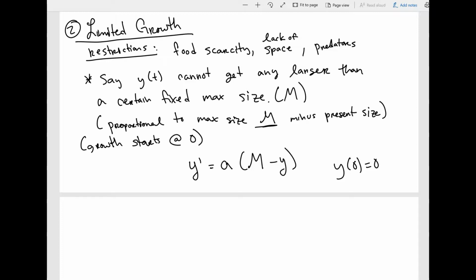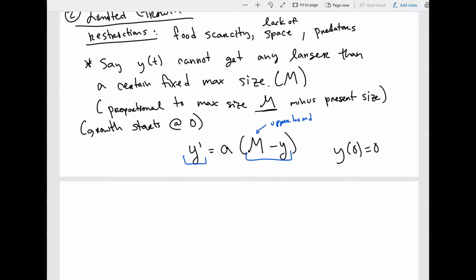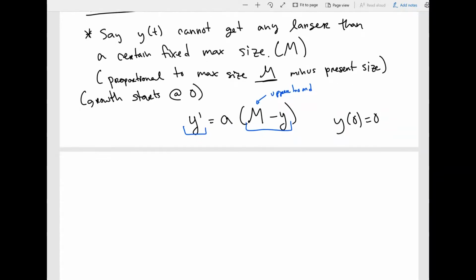Okay, so how do we go ahead and do this? All we're just doing is taking the differential equation. The rate of growth is just proportional to the difference between the maximum size minus its present size. So this maximum size, think about it as just the upper bound. Okay, for this one, let me go ahead and solve it for you. I'll give you a solution to this one.